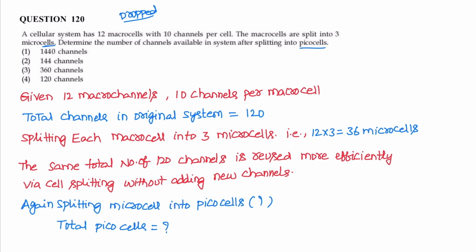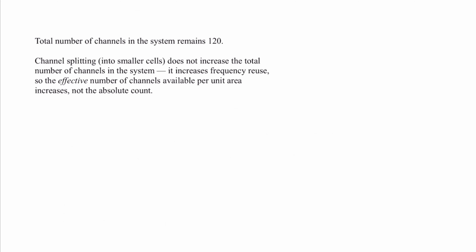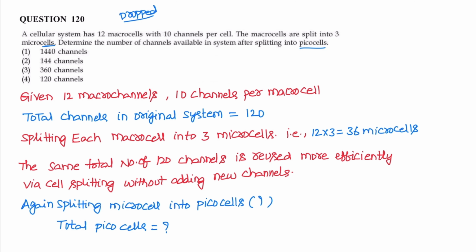The total number of picocells is not obtained. The total number of channels available in the system is 120. Cell splitting into smaller cells does not increase the total number of channels in the system. It increases the frequency reuse. So the effective number of channels available per unit area increases but not the absolute count. So this is the conclusion point in the given question.